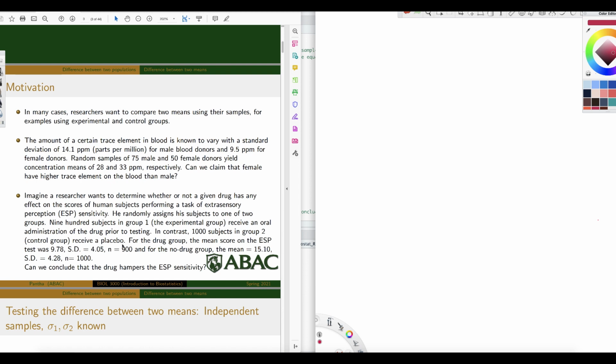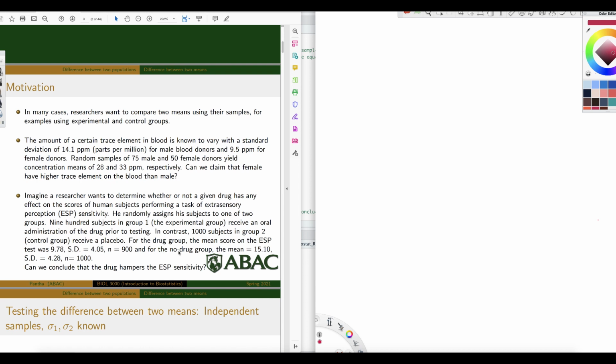For the drug group, the mean score of the ESP test was 9.78, that is X bar, and standard deviation is 4.05, that is the sample standard deviation, right? Because it is for the sample. N equals 900, and for the non-drug group the mean is 15.10, standard deviation is 4.28, and the sample size is N equals 1000. So can we conclude that the drug hampers the ESP sensitivity?